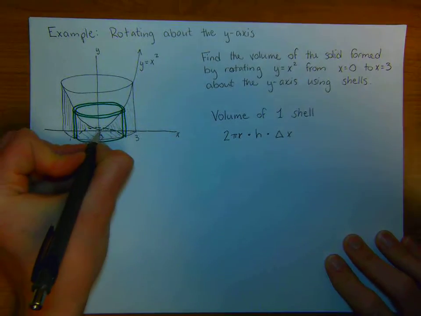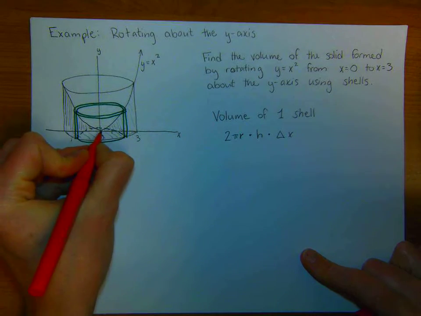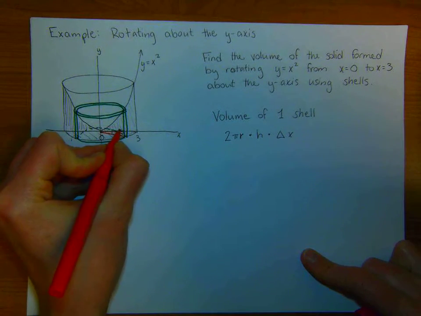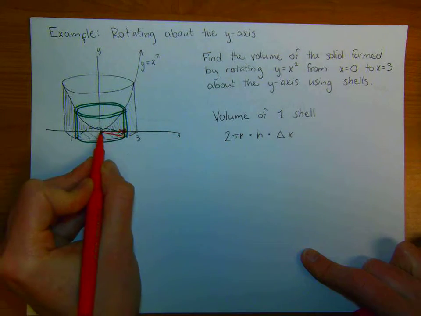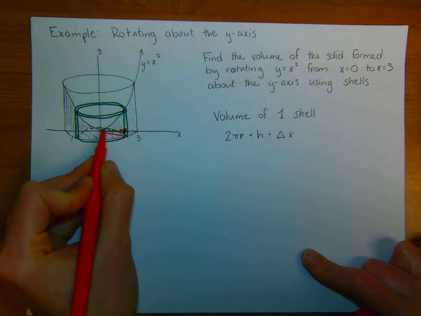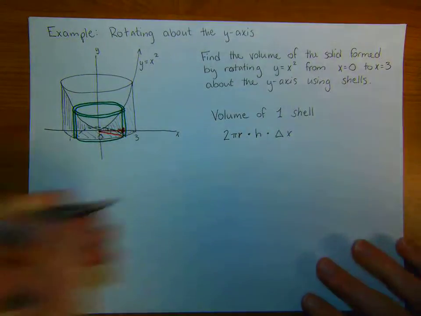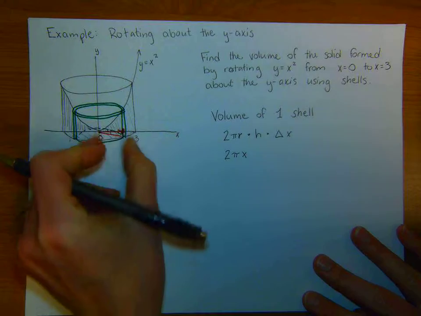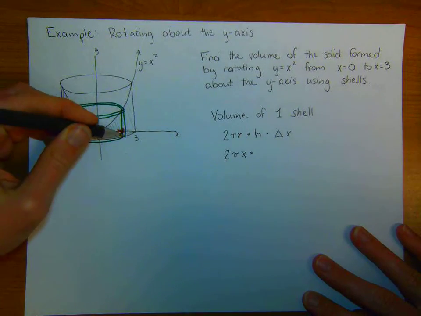In this situation, the radius of this shell, written in red, starts at the origin and goes out to whatever the x value is. The radius is measured along the x-axis, and depending upon what my x value is, that's going to give me a different radius value. So the volume is going to be 2 pi r, which is x, times the height. How tall is this function?